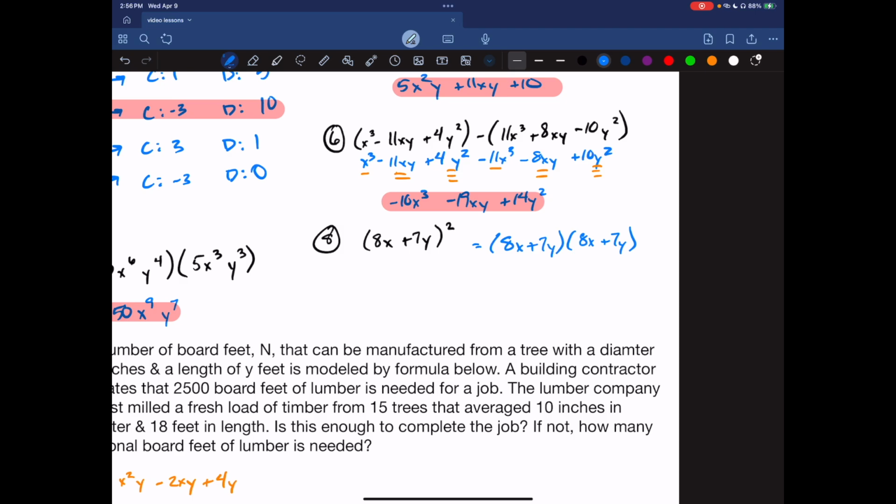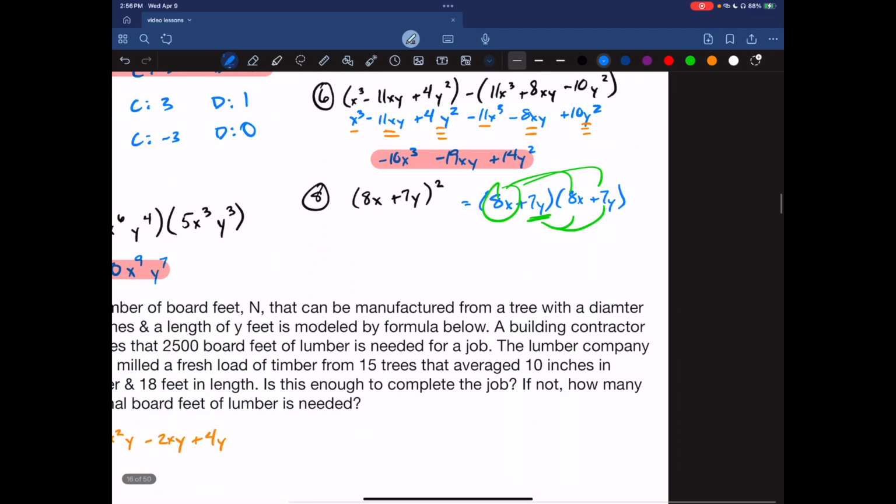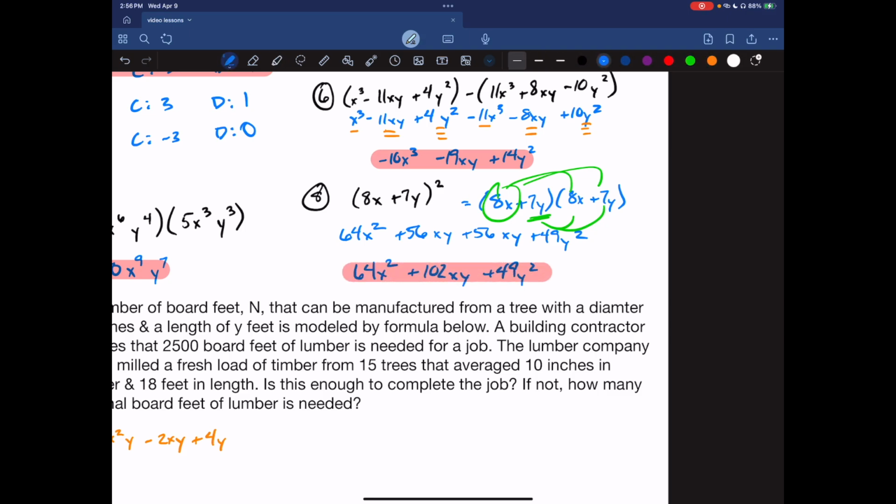If you don't include it, it's going to be wrong. So now I'm going to take the 8x and distribute it, and then take the 7y and distribute it. That's going to be 64x squared, plus 56xy plus 56xy, and then 7y times 7y is 49y squared. Okay, I do need to clean this up. So 64x squared plus 112xy plus 49y squared. Now, if you don't include that middle term, it is wrong. That's why I would encourage you, anytime you see something written with a squared or even a higher exponent, to write it out. Make sure you write all your terms and then multiply, add, subtract, multiply, divide accordingly.